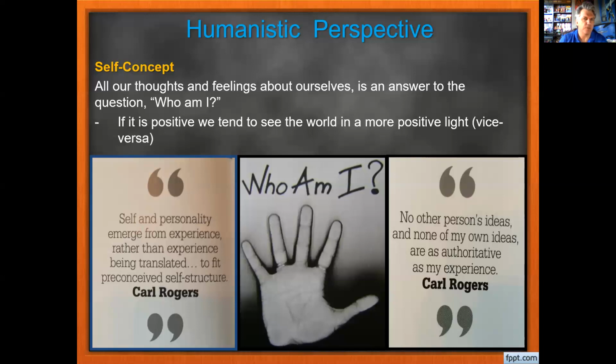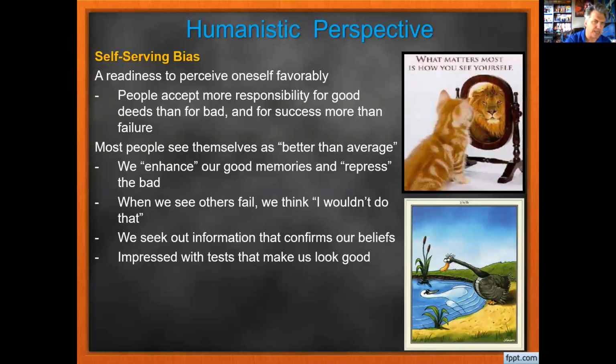The humanistic perspective is all based on a concept of yourself, because you're trying to figure out who am I. If it's positive, we tend to view the world in a more positive light. If we have a positive outlook on ourselves, odds are we have a more positive outlook on the world. But if we look negatively on ourselves, then we project that out into the world as well. So concept of the self is truly what the humanistic perspective is looking to find.